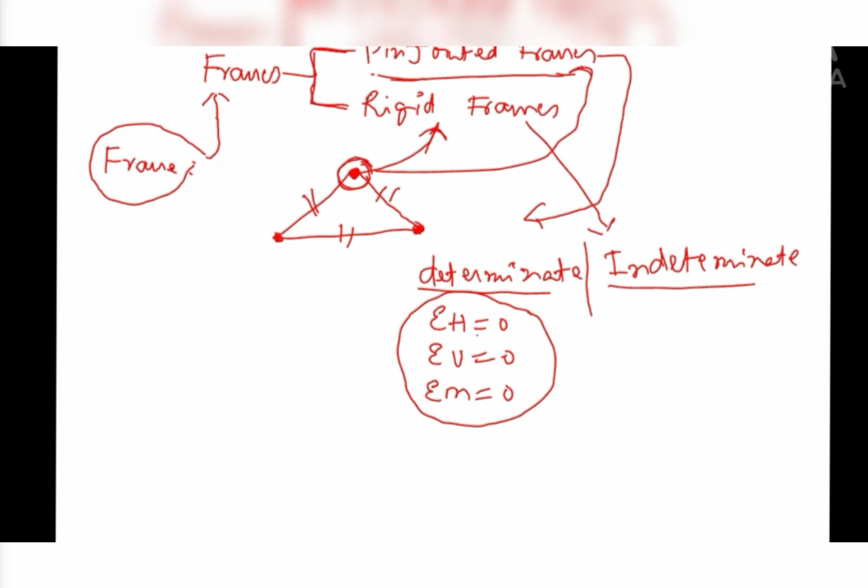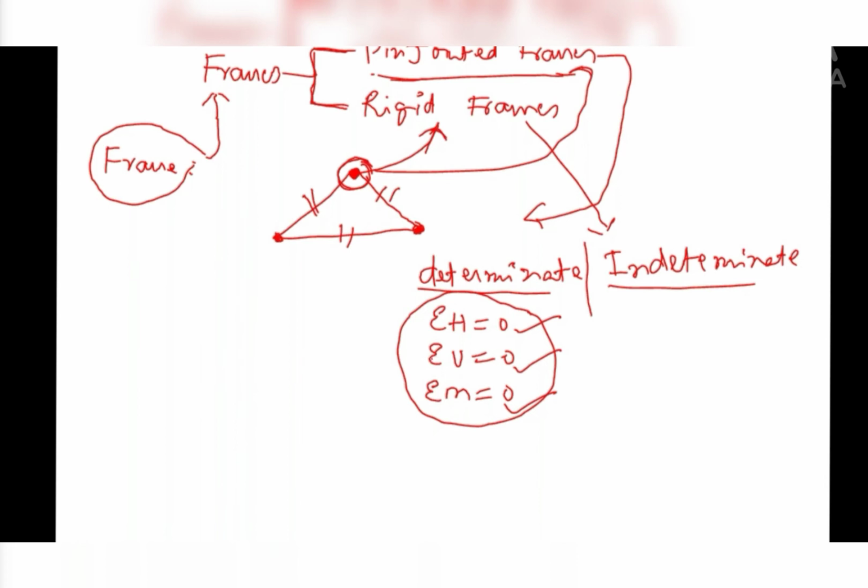What is sigma H equal to 0? The sum of horizontal forces must be equal to 0. Similarly, the sum of vertical forces must be equal to 0. Similarly, the sum of moments must be equal to 0. To solve any kind of structure, we have these three equilibrium equations. Using these three equilibrium equations, we can find out only three unknowns.